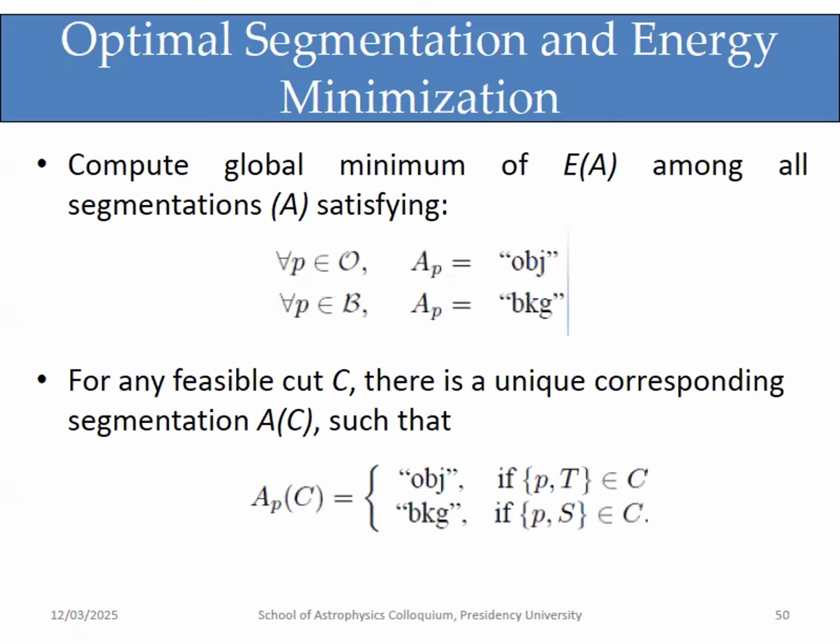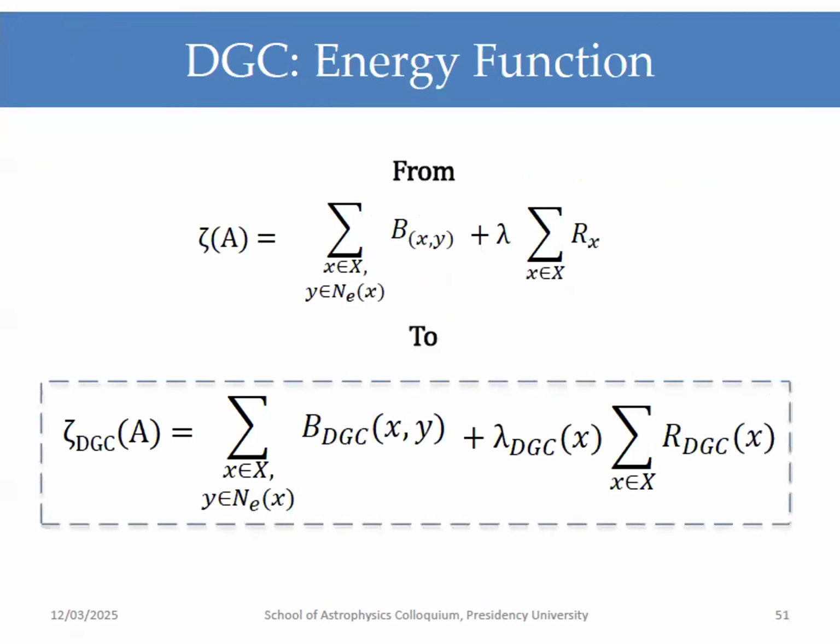Before I move on to the deep graph cut, basically you want to compute a global optimum, because you have this energy, and when you optimize the energy, you have the optimal segmentation. There are nice theorems, which I'm avoiding here. But you want to compute the global minimum of this energy using the flow function.